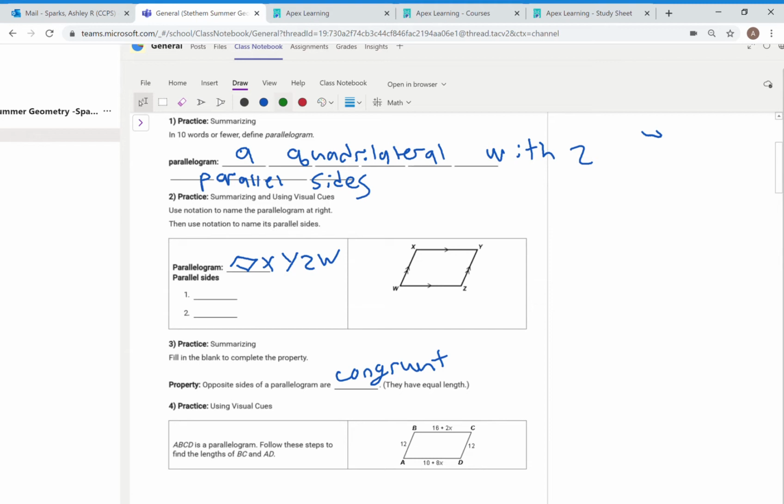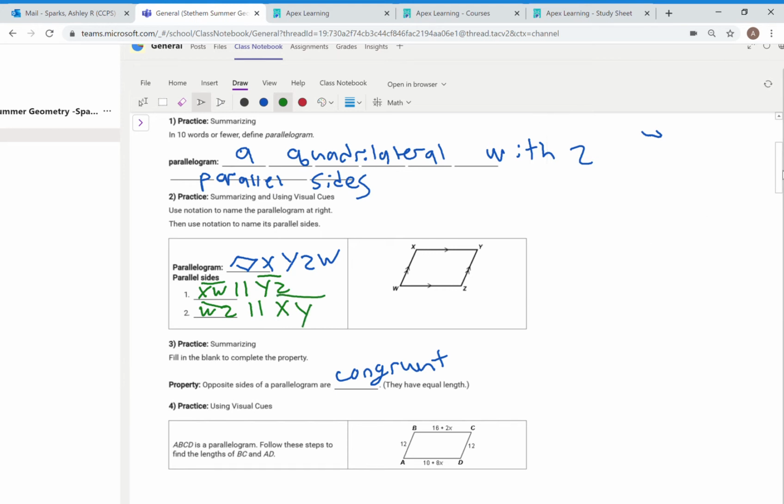The parallel sides here, X, parallel means they'll never intersect, because we really didn't go over that at the beginning of this course. So XW would never touch, and this is the symbol for parallel, it's like a flipped equal sign. YZ, likewise, WZ at the bottom would be parallel. It will never touch XY. Okay?